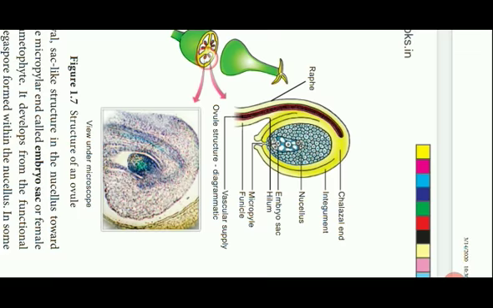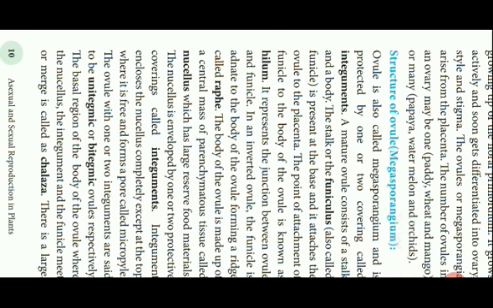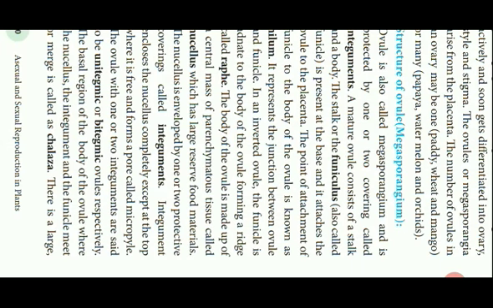Okay, the integument also varies in the ovule. An ovule with one or two integuments is said to be unitegmic or bitegmic. If the ovule has one integument, it is called unitegmic. Uni means one. If two integuments are present, it is called bitegmic.